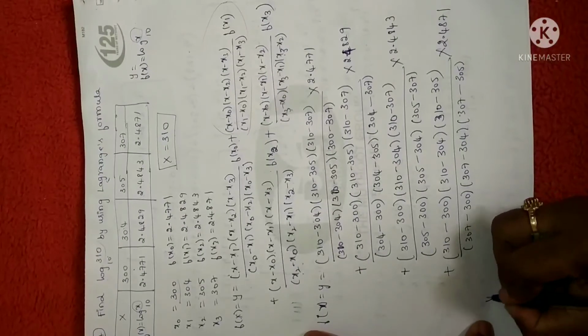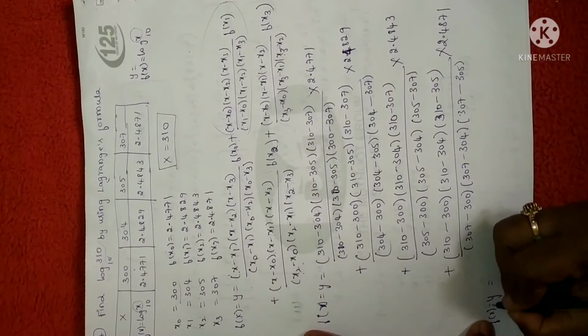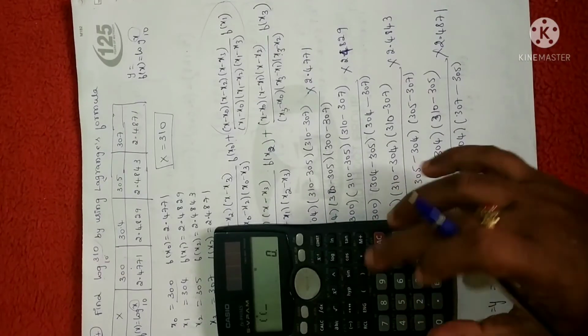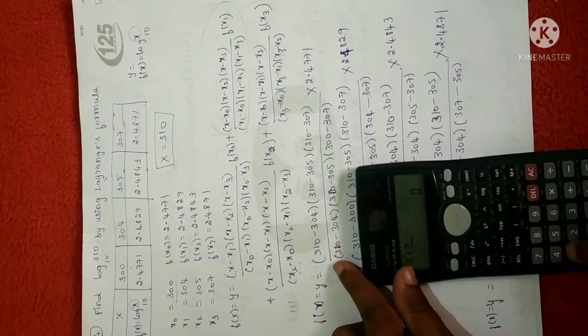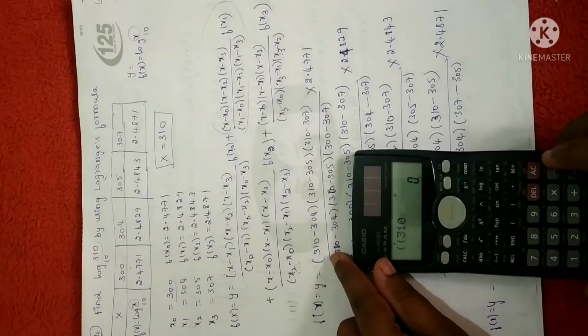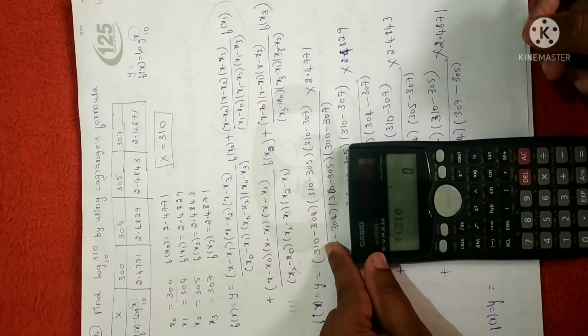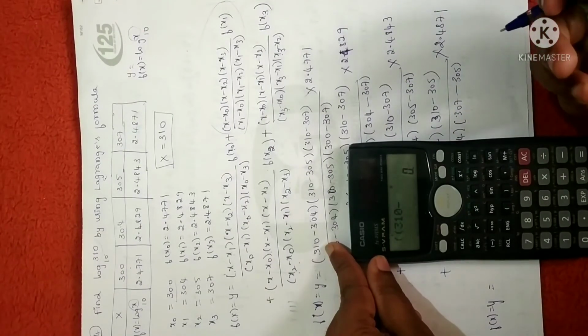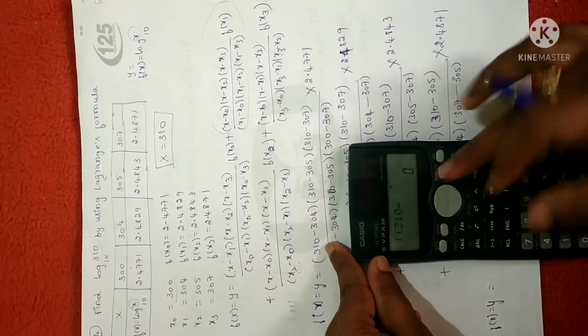So f of x is equal to y is equal to 310. I have already shown you. Anyhow, I'll show you one more time. See here, first term I'll show you. 310. Remaining will be the same. Why? Because if I keep on simplifying using the calculator, it takes a lot of time to complete. Even I can't complete 5 problems in a single video. So I am using the calculator directly. So I am showing you only one term.